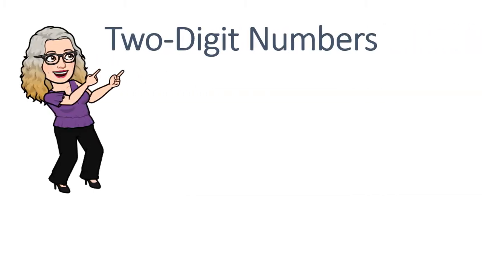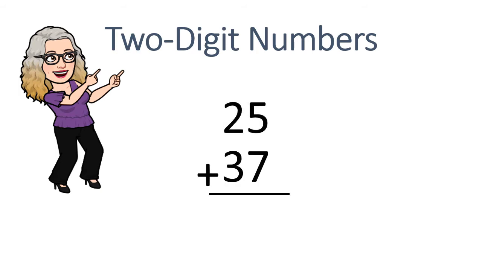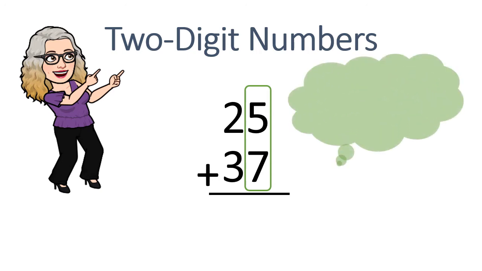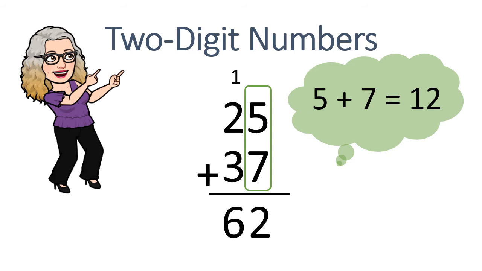Now let's check out regrouping ones with 2-digit numbers. Let's take a look at 25 plus 37. So remember, we're going to start with the ones column. So we have 5 plus 7. So I think to myself, 5 plus 7 equals 12. So I need to write my 2 and carry my 1. Now I move on to the tens column. I can't forget the 1 that I carried, so I'm adding 1 plus 2 plus 3, and 1 plus 2 plus 3 equals 6. So the answer to 25 plus 37 is 62.